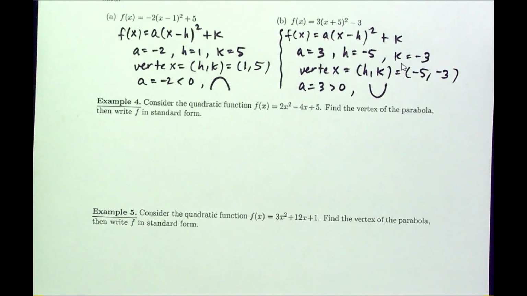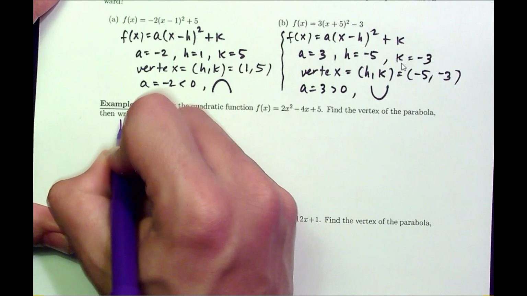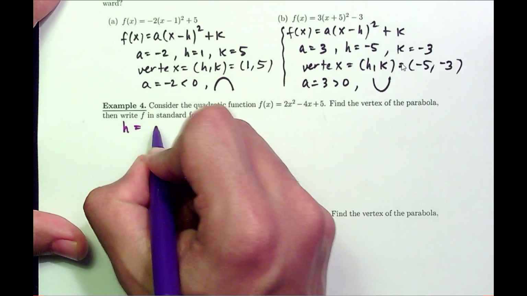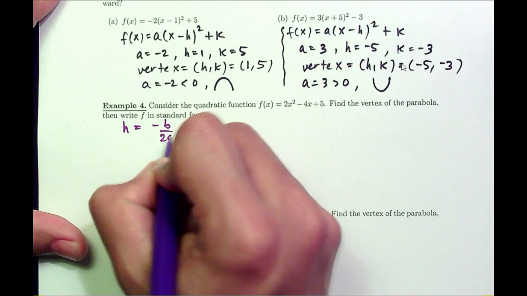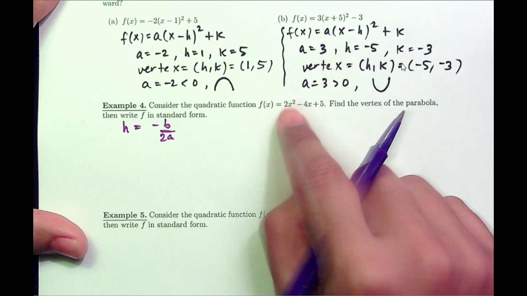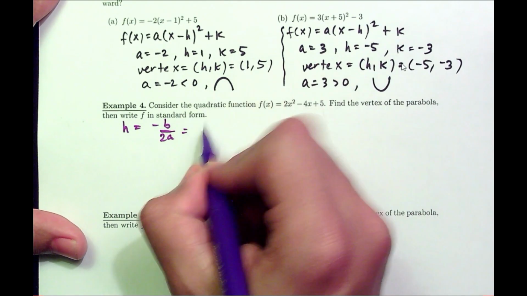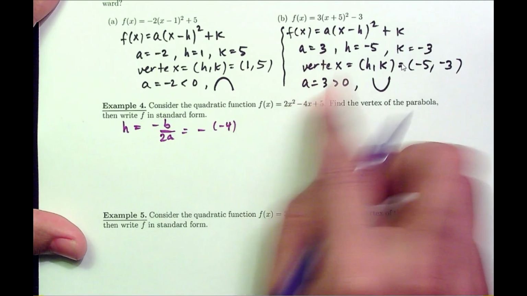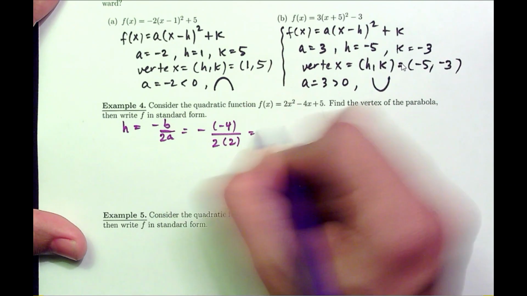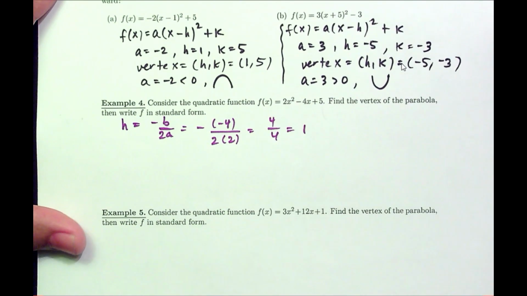Okay, so let's find the vertex. The vertex is hk, where the h, if it is not in standard form, is -b over 2a. This is the formula, where the a and b are the same as in the quadratic formula. So the b is -4, over 2 times a, and the a is 2. So you get positive 4, because negative and negative is positive, over 4, which is 1. So the h is 1.